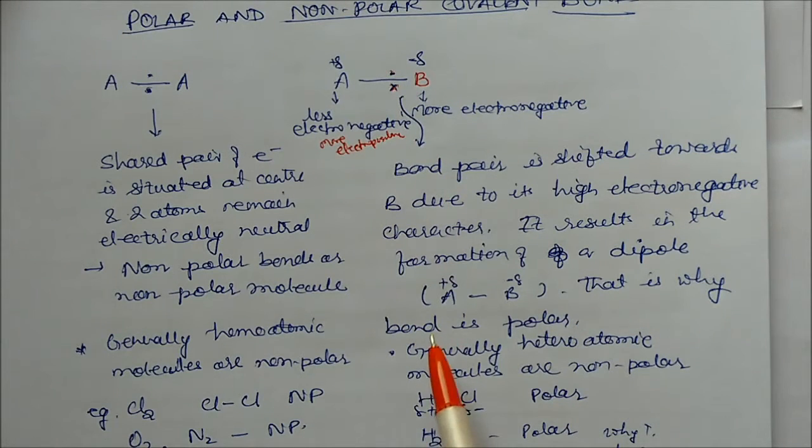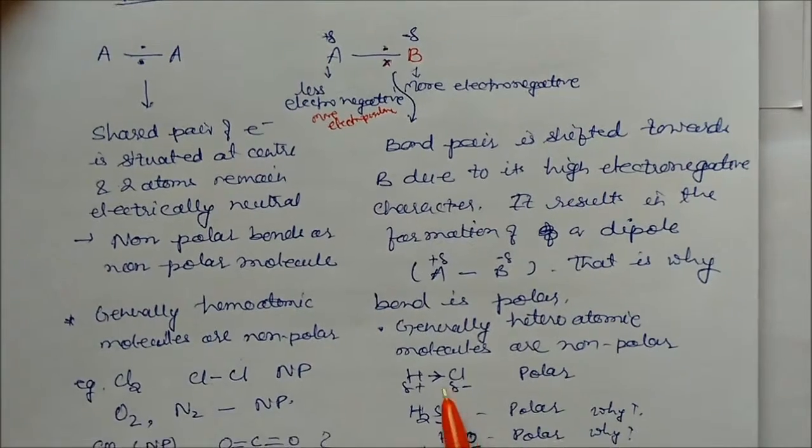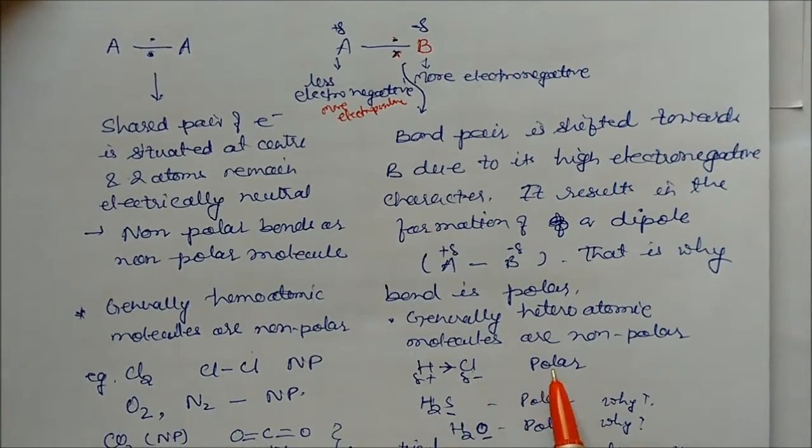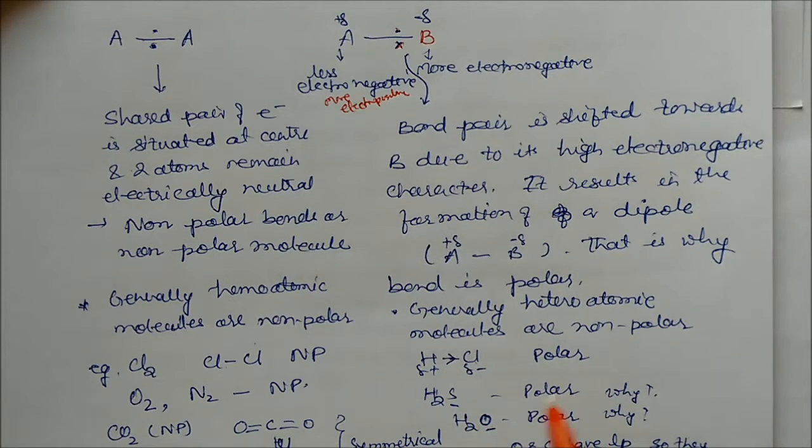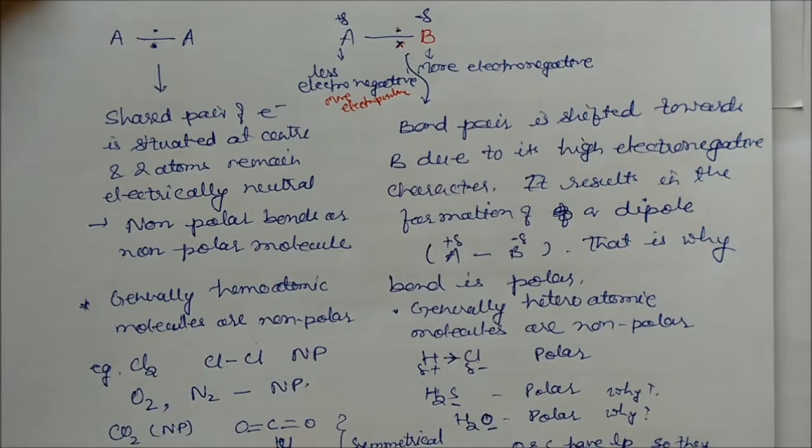Which are the examples? Polar bonding is generally found in heteroatomic molecules, and non-polar in homoatomic molecules. Homoatomic means Cl2, O2, N2. These are homoatomic molecules, so they are non-polar. But in HCl, you can see Cl is more electronegative, so this will be a polar molecule. H2S, H2O, they are polar molecules. But CO2 is a heteroatomic molecule with a symmetrical structure. CCl4 has a symmetrical structure. Similarly, CH4 has a symmetrical structure. So these are also called non-polar molecules. We will study more in higher classes.